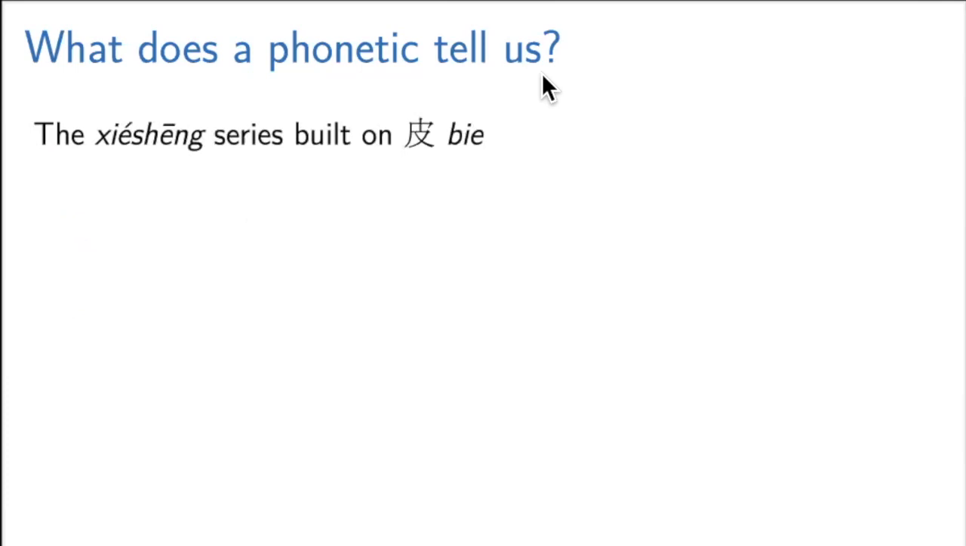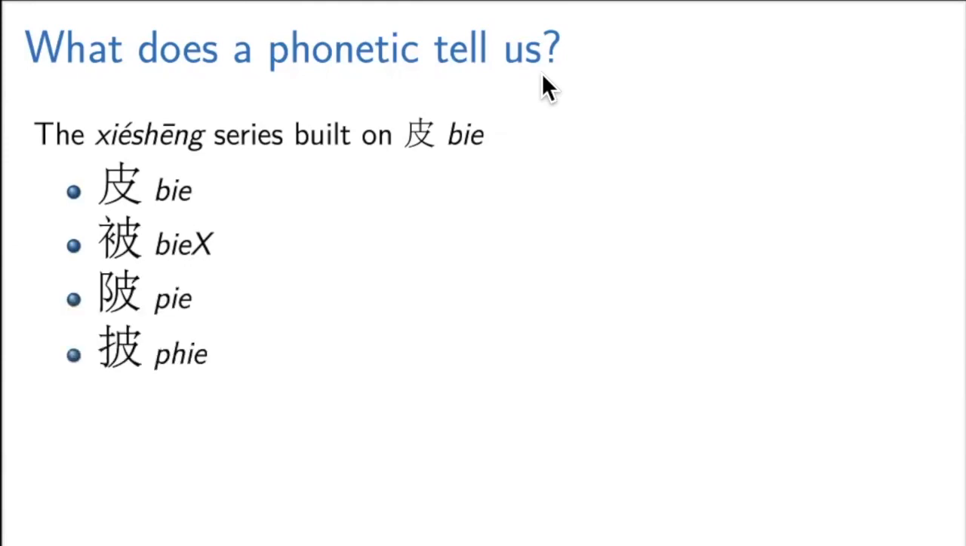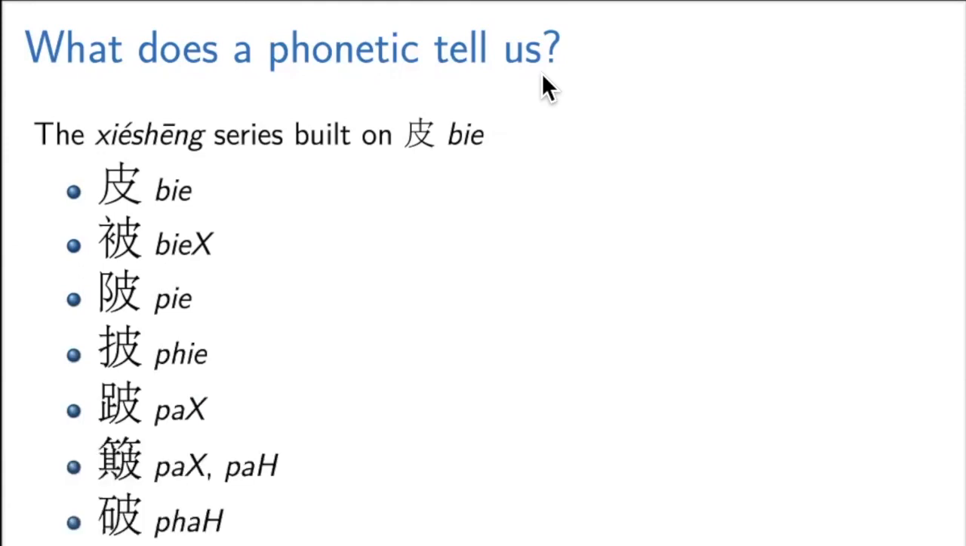This one is based around bie. So we have bie, we have bie in a different tone, we have pie, we have pa, and then we have pa also in different tones, and then pa with the aspirate, and then ba. Okay, so now we look at this and we think, well, our idea that the phonetic tells us nothing about the tone is confirmed, and our idea that the phonetic tells us the initial is sort of disconfirmed, right?